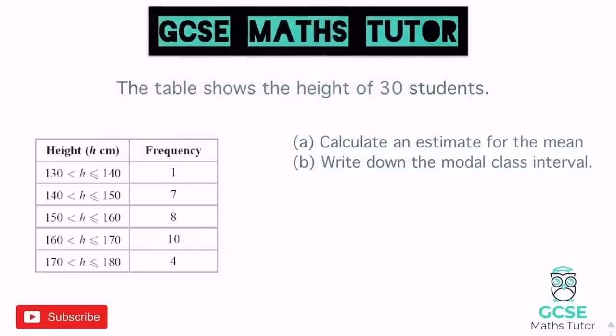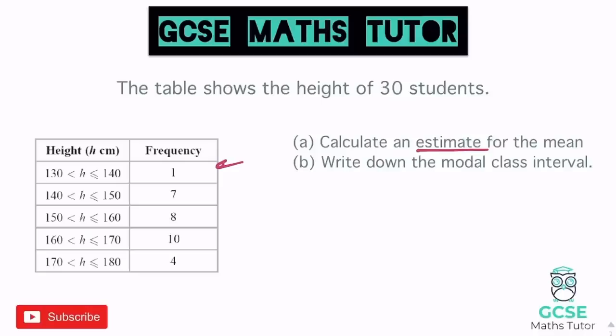Now this question is very similar. It shows the height of 30 students. This is calculating an estimate for the mean, and then again write down the modal class interval. So the reason it says to find an estimate for the mean is because we can't get an exact mean because we don't actually know, particularly looking at just this first row, what that person's height actually is. It's one person between 130 and 140. There could be anything, 132, 138, anything in between.